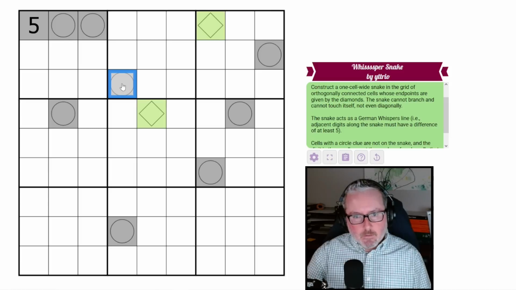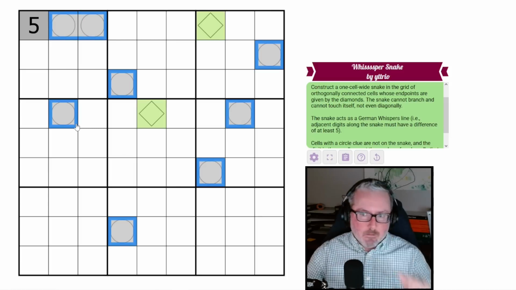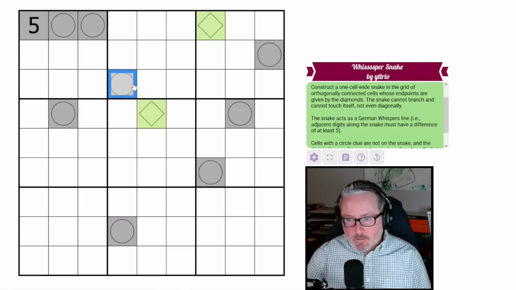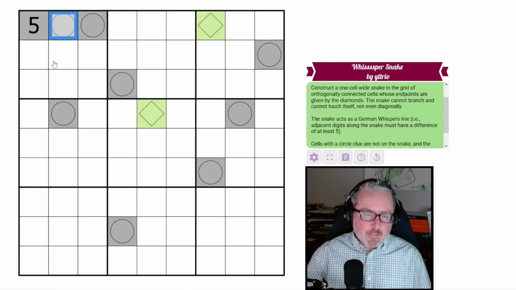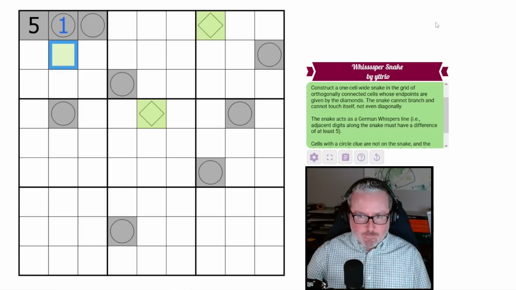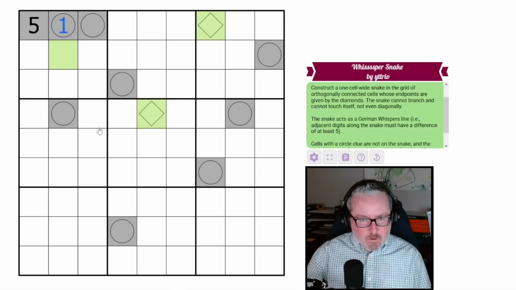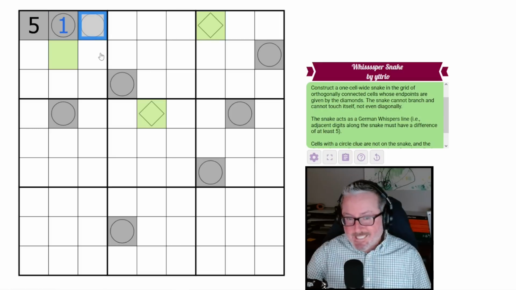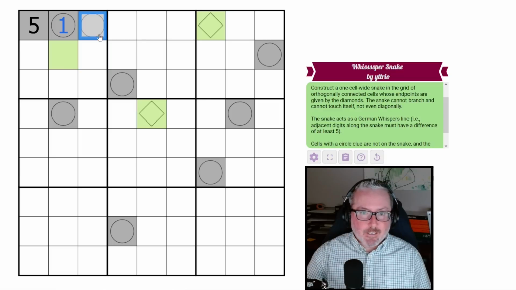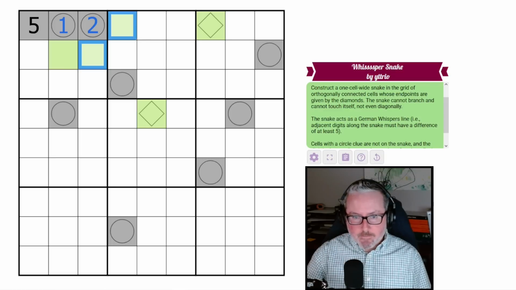But we know these circles are telling us how many bits of snake are orthogonally adjacent. And we can't ever put a 0 because it does say normal Sudoku rules apply. So the only place a snake can touch this circle is here. And therefore this will have to be a 1. And this will have to be snakeified. Now, this guy then, because it can't be 1 anymore, must be at least 2. And it can only be 2 because there's only 2 places orthogonally adjacent left that it can be. So this is 2. And these are both snakeified.